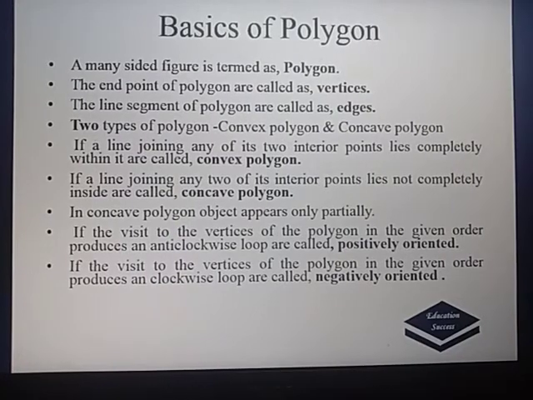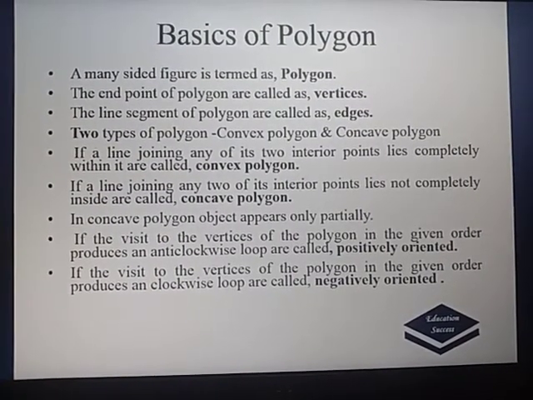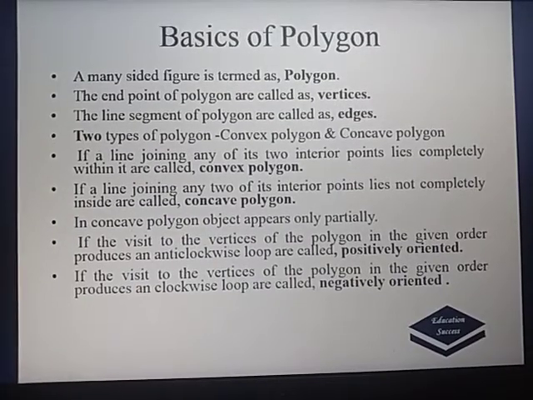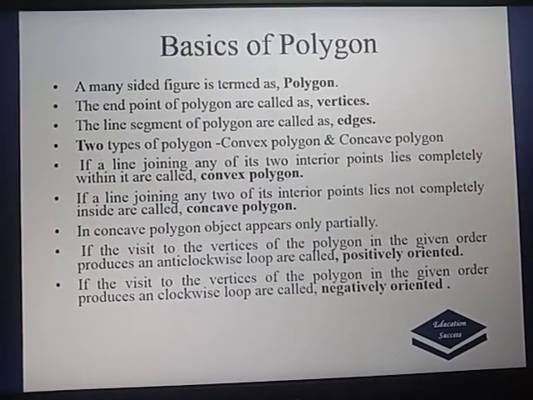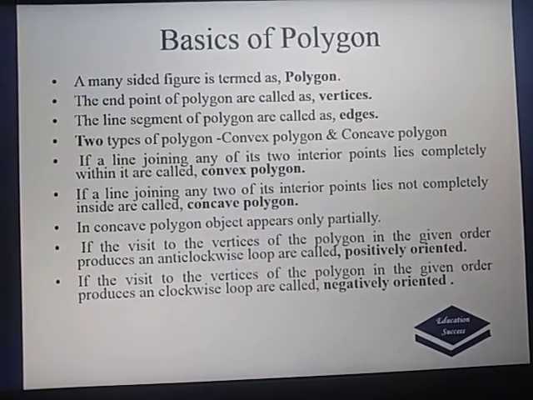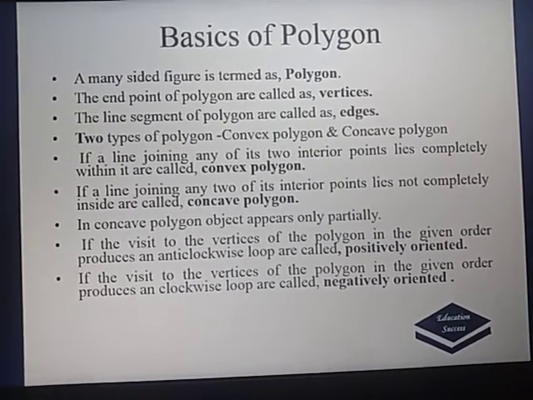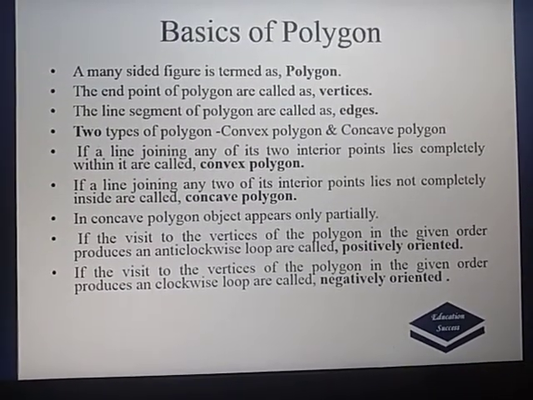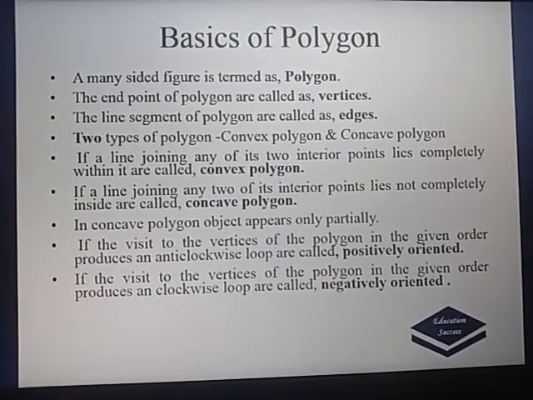If visiting the vertices of a polygon in the given order produces an anticlockwise loop, it is called positively oriented. If visiting the vertices of the polygon in the given order produces a clockwise loop, it is called negatively oriented.